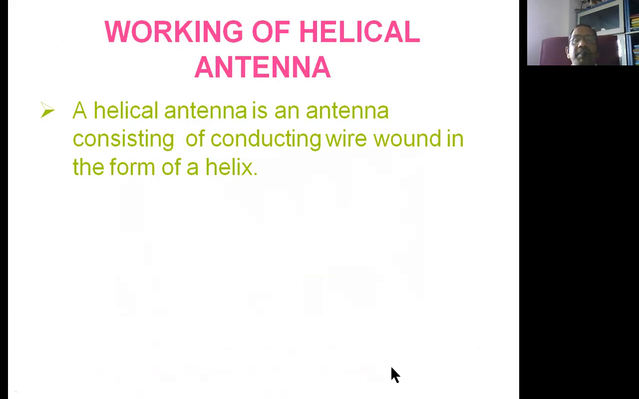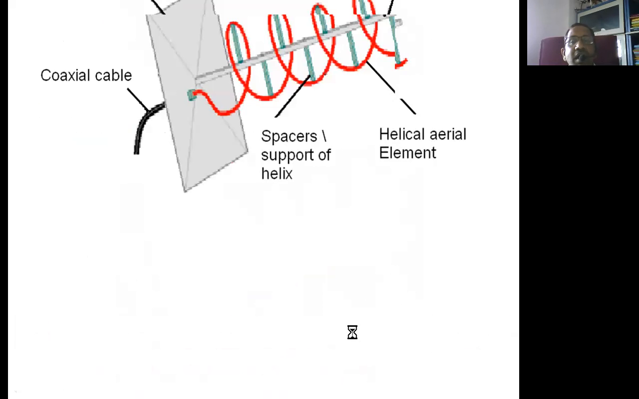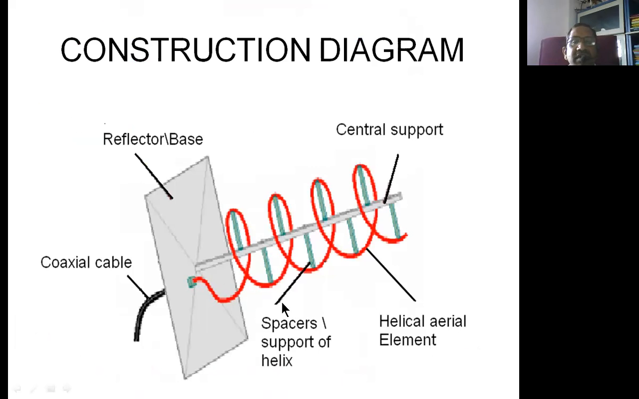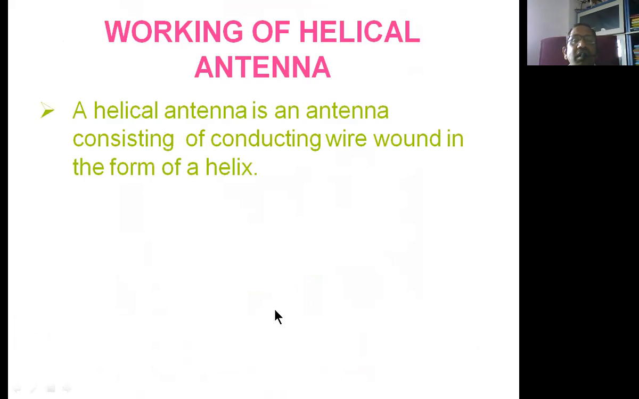What is the basic working of this helical antenna? A helical antenna is an antenna consisting of a conducting wire wound in the form of a helix. What is the conducting wire we have here? This red one is the conducting wire, which is wound around this central support. That is a conducting wire wound in the form of a helix.